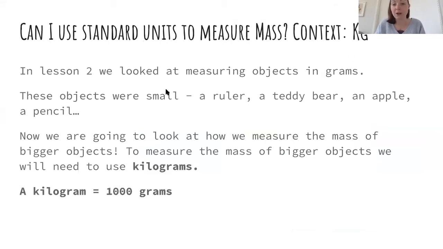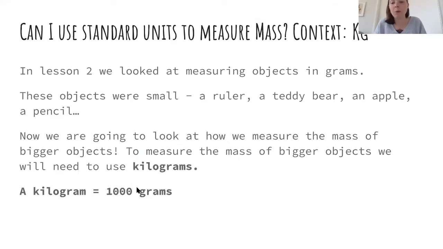So in lesson 2, we looked at measuring objects in grams. These objects were small. So the objects we were measuring were a ruler, a teddy bear, an apple, a pencil. All those things we could measure in grams because they were quite small. So now we're going to look at how to measure the mass of bigger objects. And to measure the mass of bigger objects, we need to use kilograms. And a kilogram is equal to 1,000 grams.